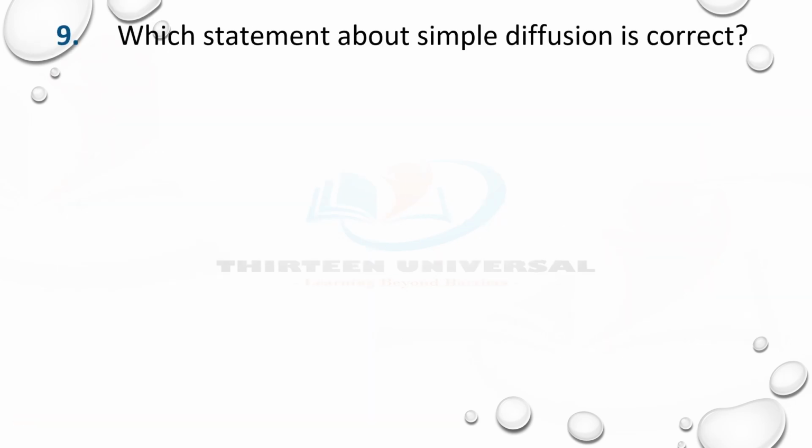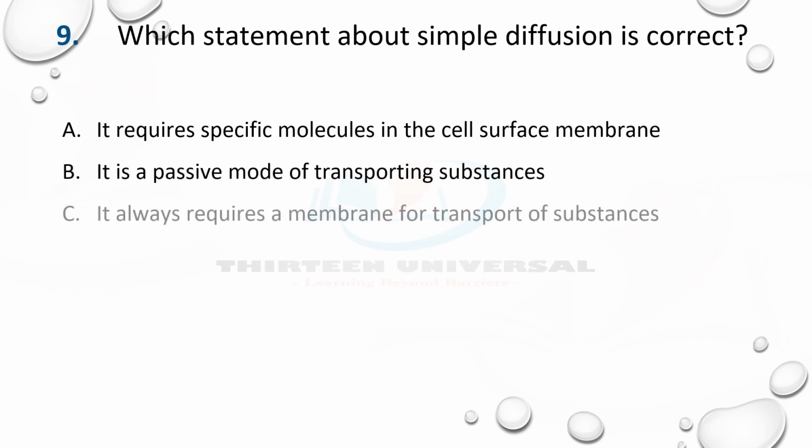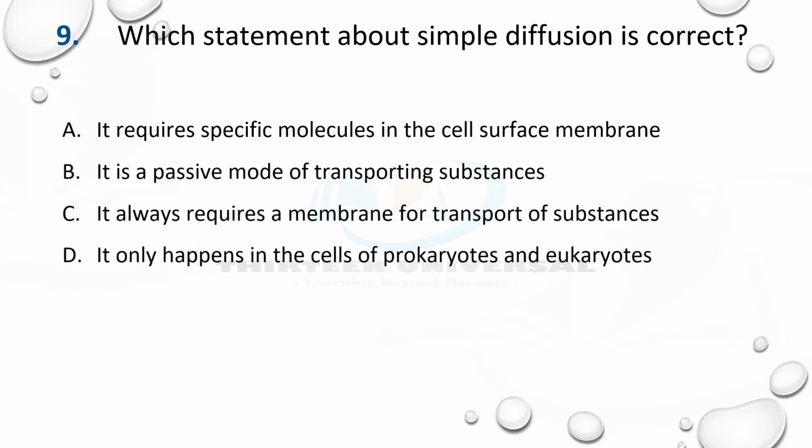Which statement about simple diffusion is correct? All right, pause this video and try to solve it. Now, A says it requires specific molecules in the cell surface membrane. It doesn't require that, because simple diffusion involves movement of non-polar molecules. Now, B says it is a passive mode of transporting substances. Yeah, it's passive. That's correct. C says it always requires a membrane for transport of substances. No, it doesn't always require a membrane.